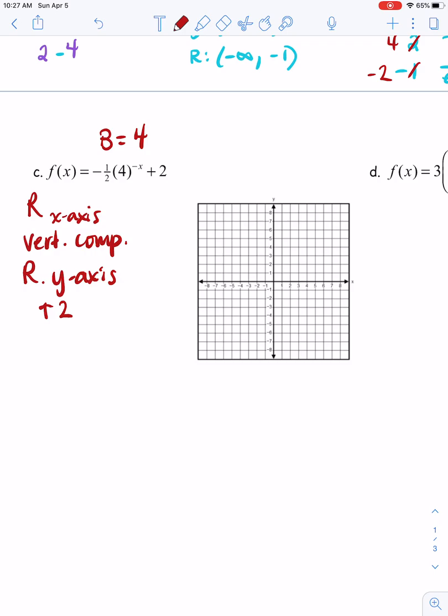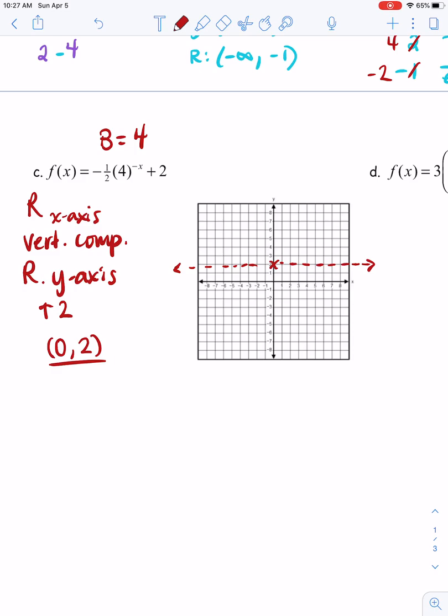Seems like a lot of things are going on. First things first, take into account your shifts, up, down, left, and right. I've only shifted up 2 units. So I know that my new origin is now at this point. So I have that new horizontal asymptote at y equals 2. So everything is going to be coming from the point 0, 2.